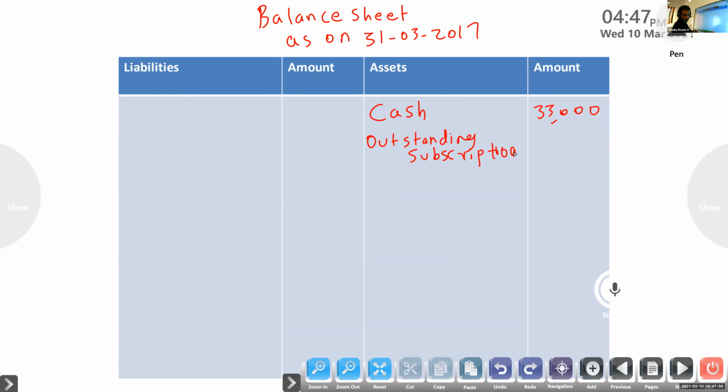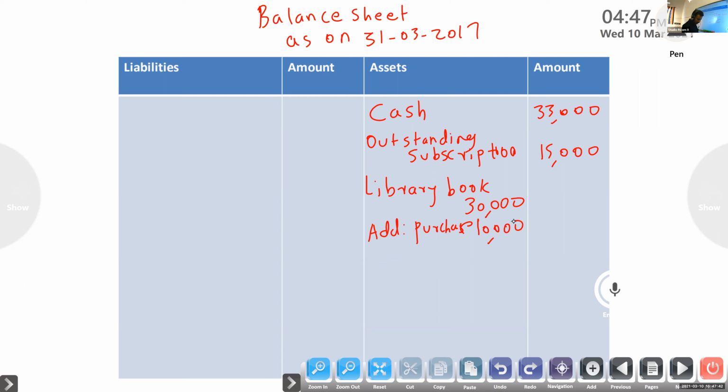Last year we had to get 18,000. This year we received 18,000. It will not come. But current year 15,000. For the current year, in the expenditure and income side we wrote outstanding subscription at the end. That is 15,000. Next, library books. You have to look at the payment side, anything there. Yes. So add purchase. Payment side 10,000. Okay. Now no sale, so 40,000.